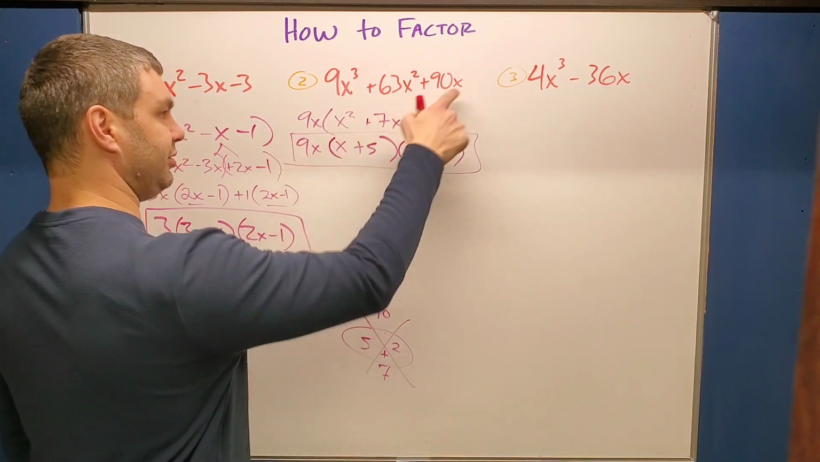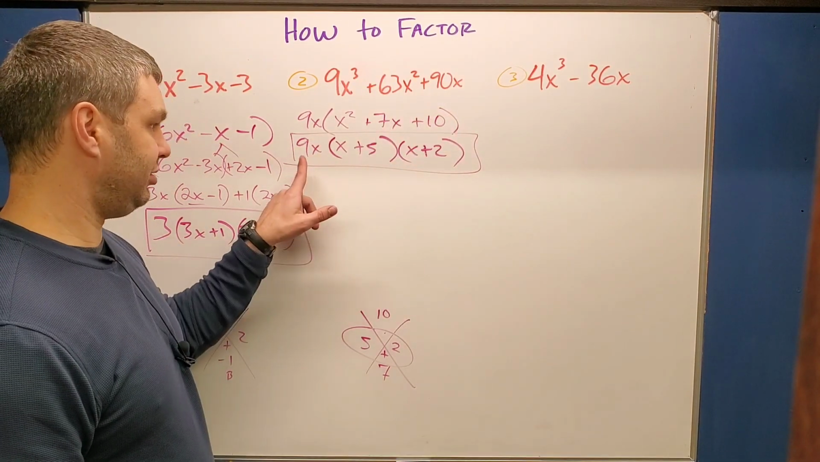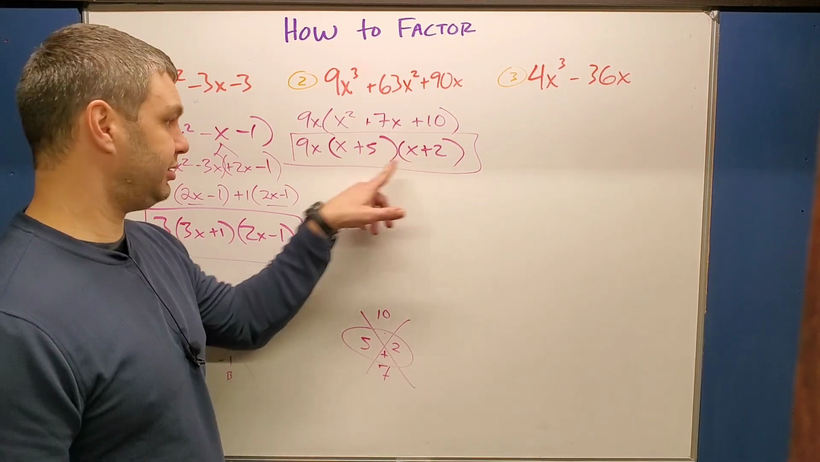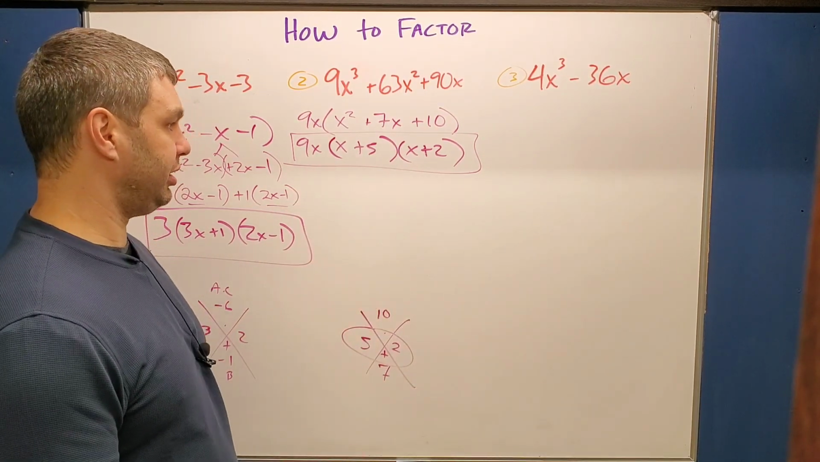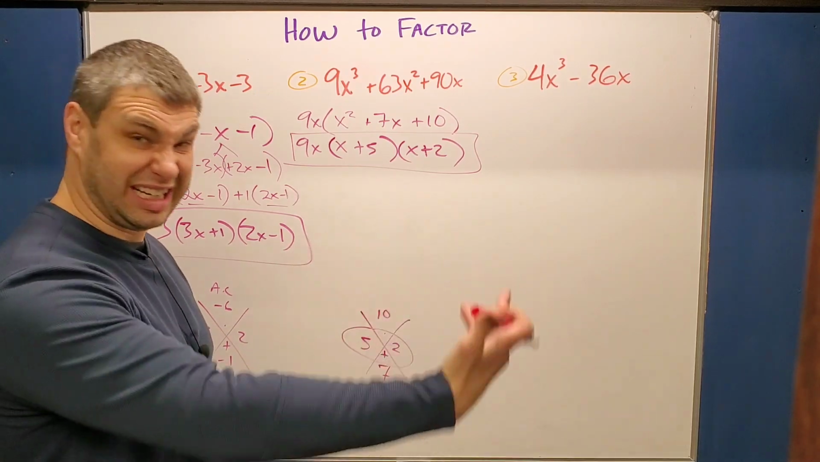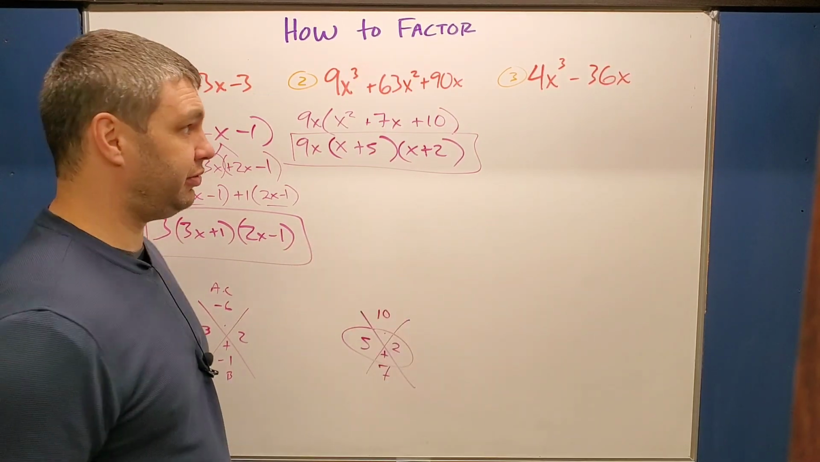Especially if this thing equaled 0, I'd have to set not only my two factors equal to 0, but also the 9x. So this isn't a solving by factoring video, but this is just to get you going with the factoring. That's going to be your next section. If you're on this section, you're probably going to solve in the next one.